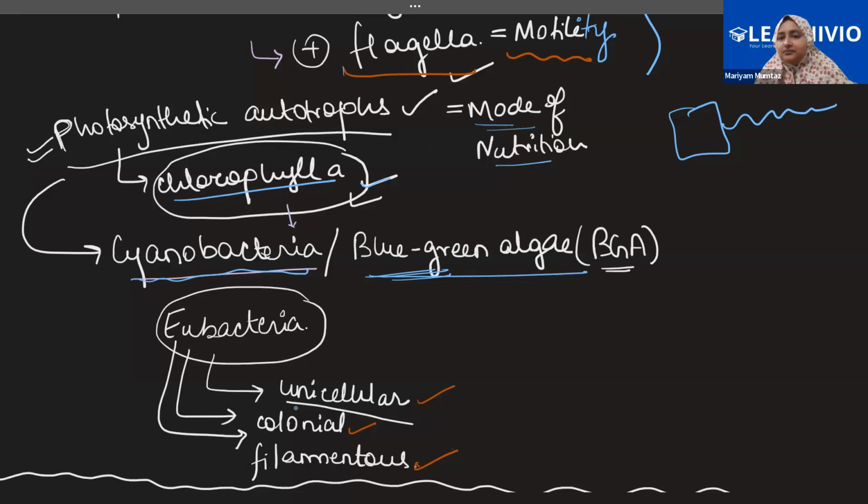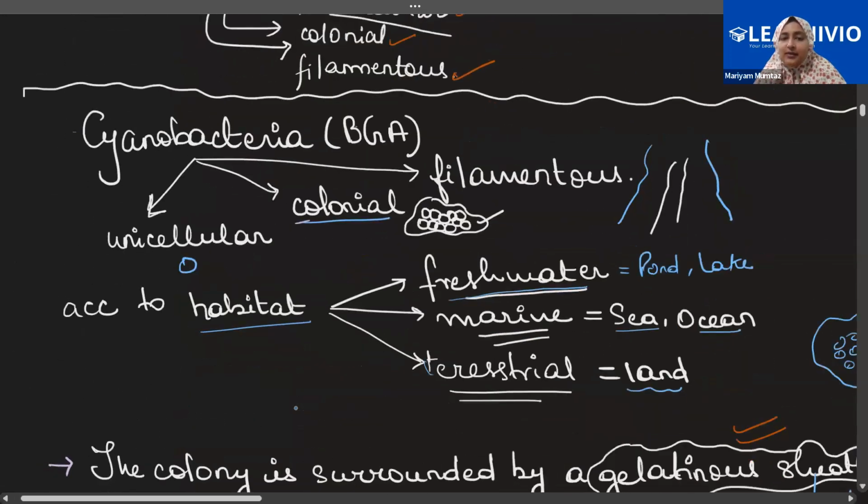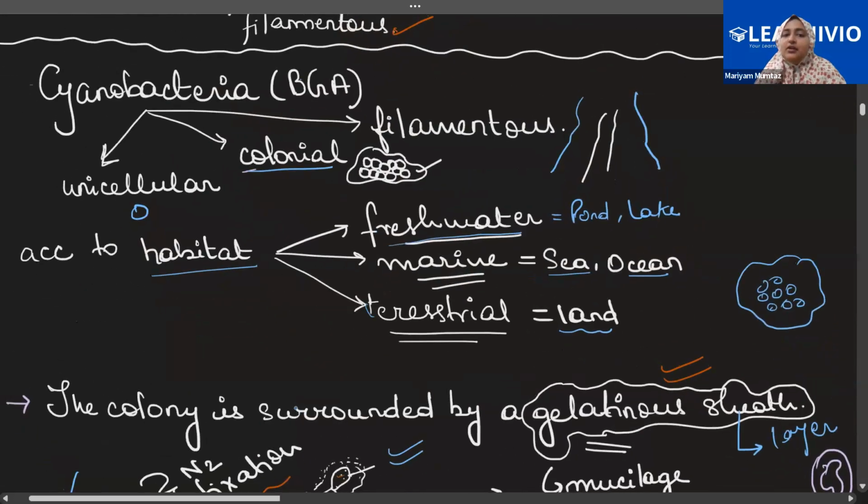No, it's not algae. It is blue-green algae. It is named as such because it gives the appearance of an algae, but it's not. Okay. So now talking about the cyanobacteria, the cyanobacteria can be of three types.